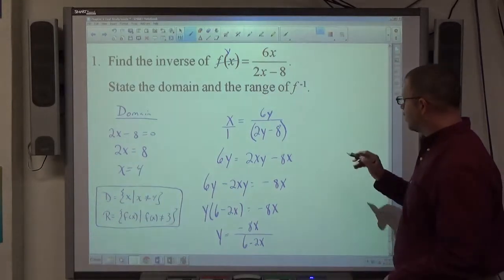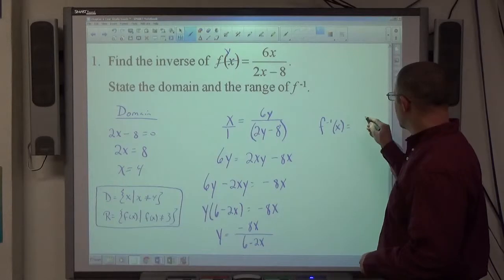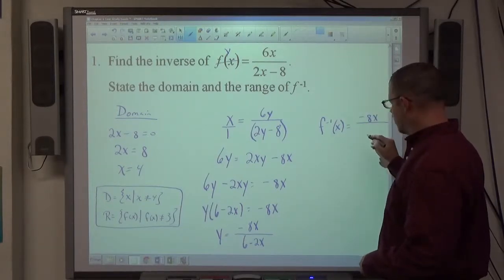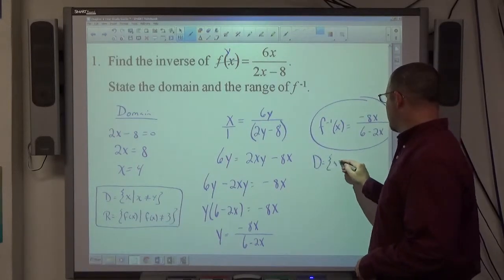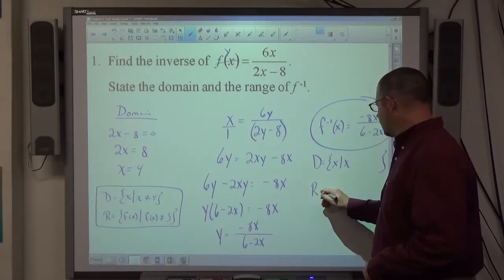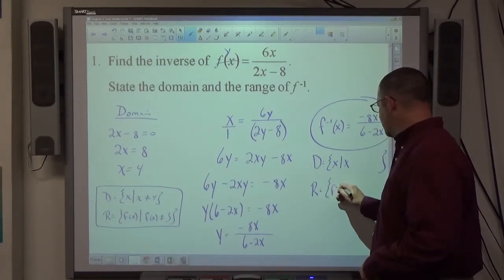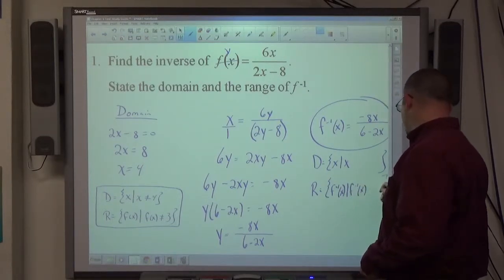Alright, and that's my inverse function. So I'm going to write it in good inverse function notation. F inverse of x equals negative 8x over 6 minus 2x. The domain is going to equal the set of all x such that x something. And the range is going to be the set of all f negative 1 of x such that f negative 1 of x something.